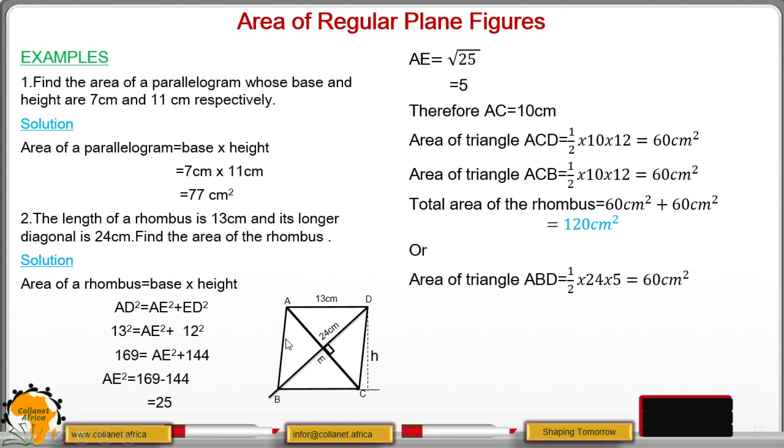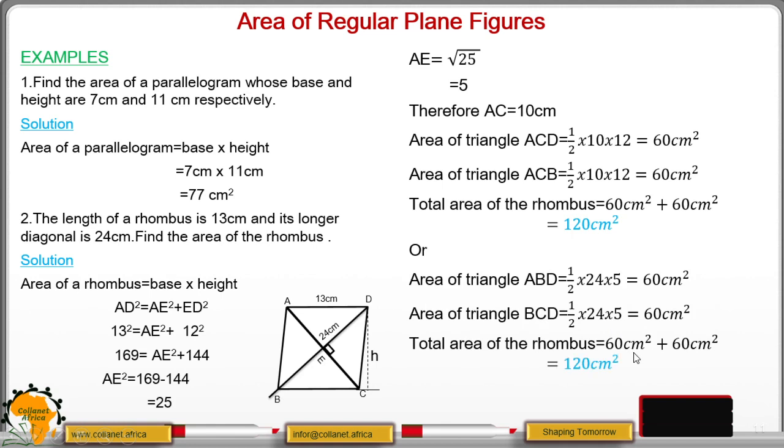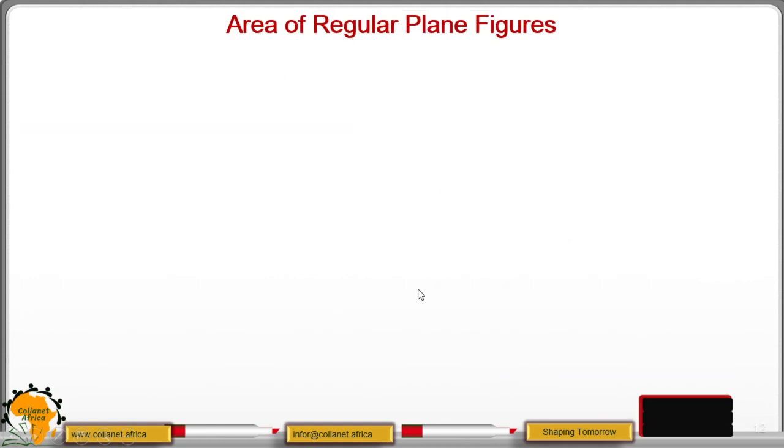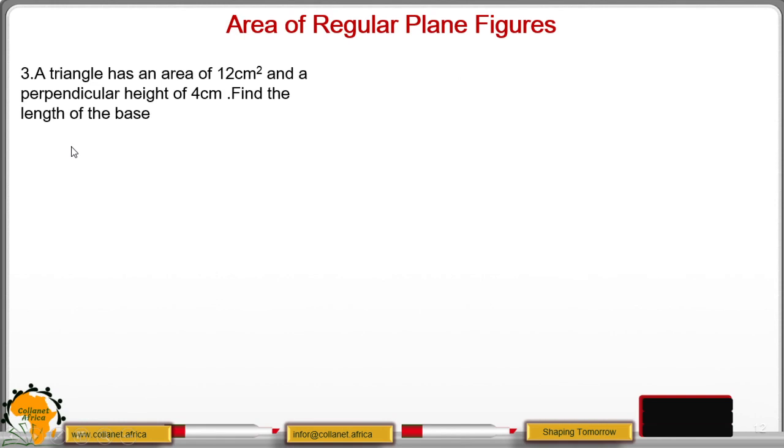You may also decide to use the other triangles ABD and DCB. So ABD will be a half, base is 24 times height, which is 5, you get 60. And the area of the other one will be a half, 24 times 5, you get again 60. So the area of the rhombus is 120 square centimeters. Then from there, we have another example, that is our third example.